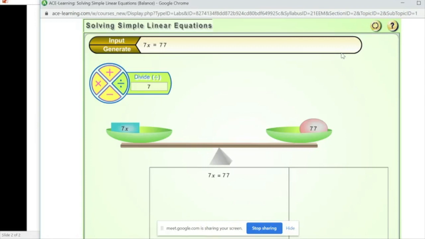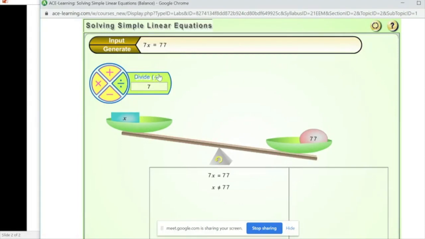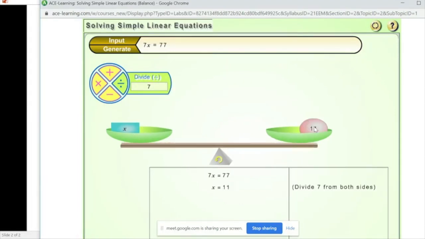So how do you solve 7x equals 77? Notice, if I have 7 apples and they cost $77, how do I find the cost of one apple? Yes, you need to divide by 7. So I need to divide by 7 on the left-hand side. Then I divide by 7 on my right-hand side. After dividing by 7 on both sides, I find that my x is 11. Let's try another example.